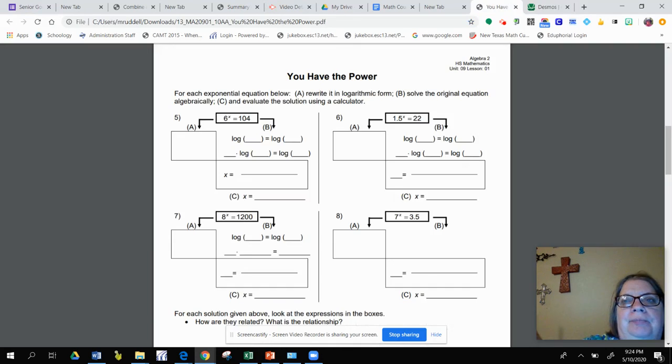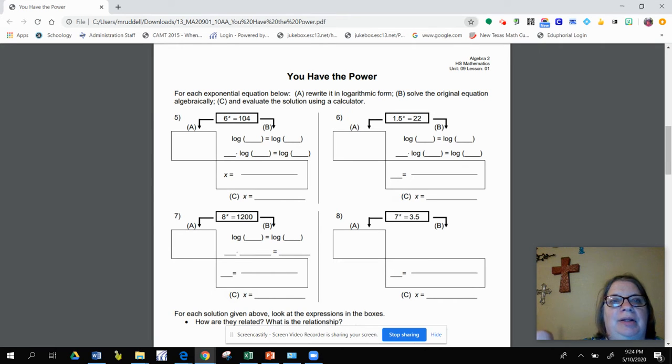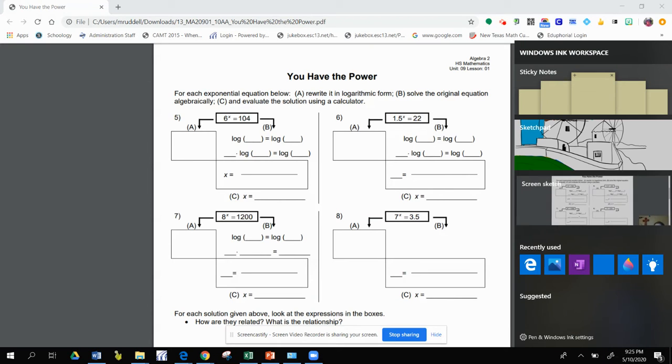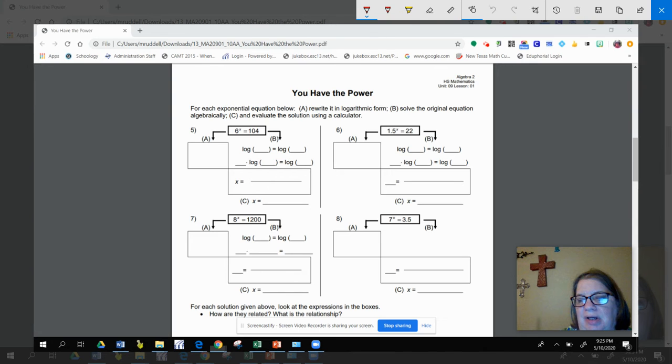Okay, let's go back. What about this one? Okay, so go back to my little drawing tool, maybe. Okay, we're not worried about this part. They had you rewrite it as a log. I'm not sure why, but this x, that's the exponent, goes to the front. And then this 1.5 goes here. And then this 22 goes over here.